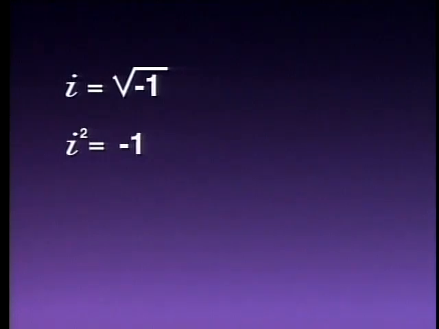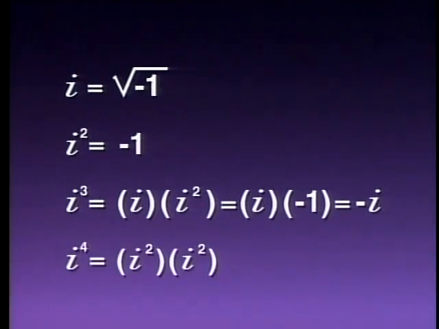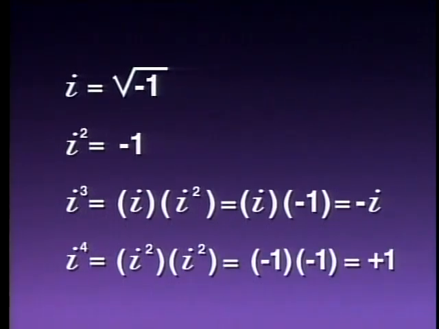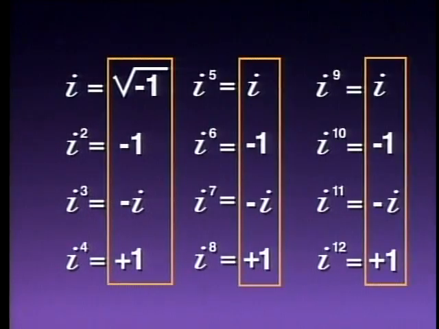And it follows that i cubed equals i times i squared, which equals negative i, since i squared is equal to negative 1. i to the fourth is i squared times i squared, which is the same as negative 1 times negative 1, which equals positive 1. You can continue to raise the power of i, but the result will always be one of these four values.